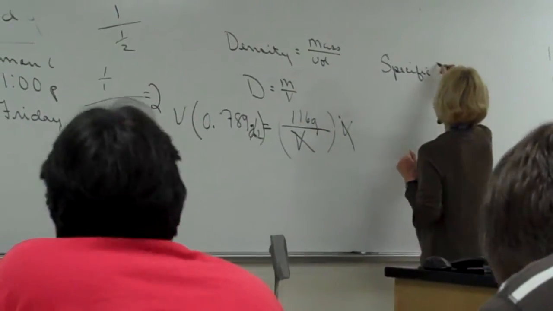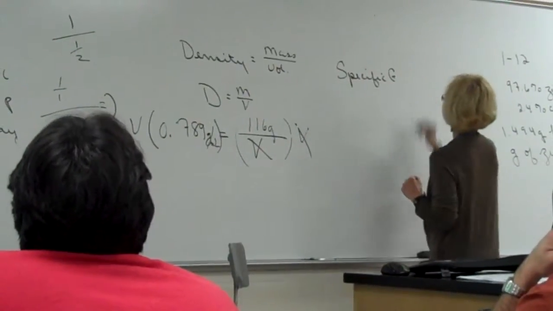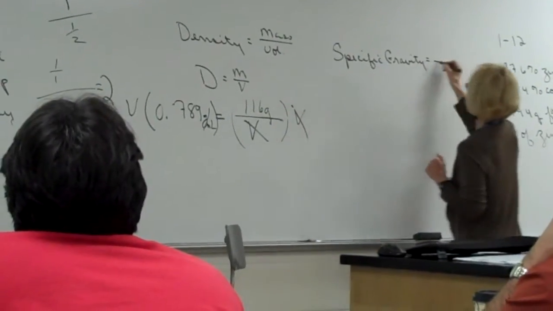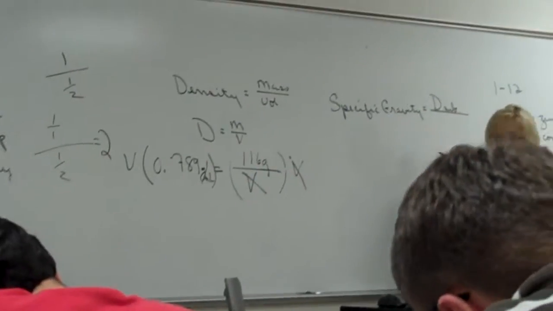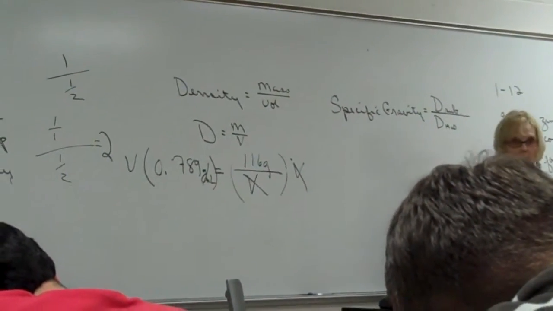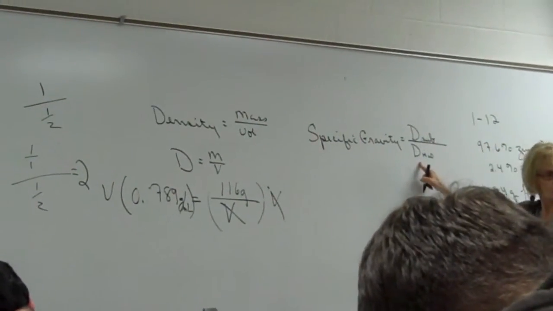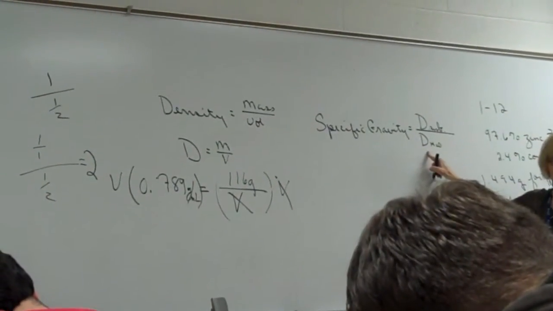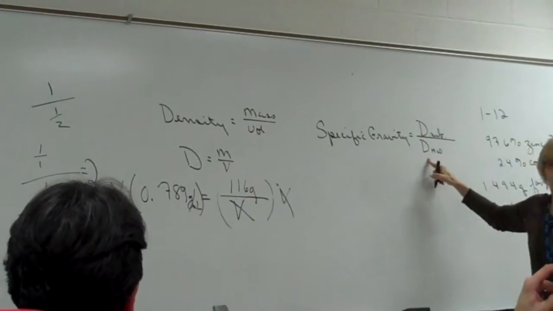Specific gravity is equal to density of your substance divided by density of water. Well, what this means, density of water is 1. So numerically, nothing changes. What happens is the units get trashed. So let's take a look.